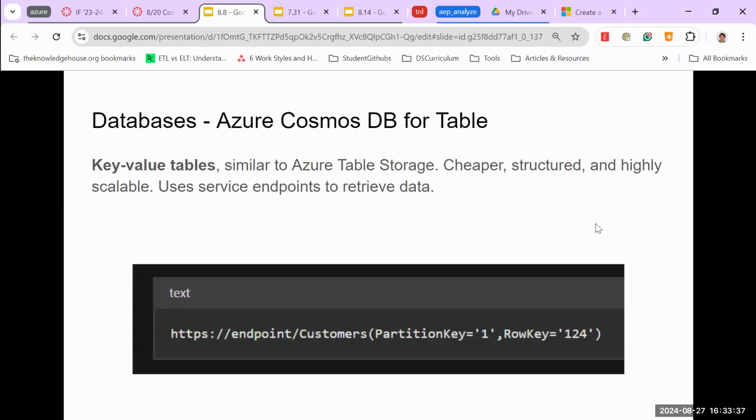And this is essentially when we have key value tables, super similar to Azure Table Storage. Once again, we do not use the SQL API to interact with this data. Instead, we use something like a URL service endpoint to retrieve the data. Notice that we have HTTPS, endpoint, the name of the table, the partition key, and the row key. And this right here will give us the specific partition and row that we are looking for from Azure Table. Once again, super similar to relational databases, but not as complex, and also a lot cheaper.